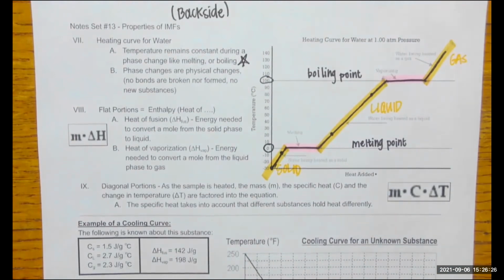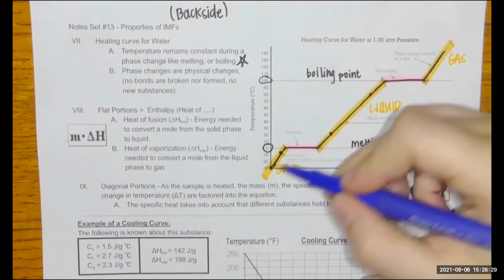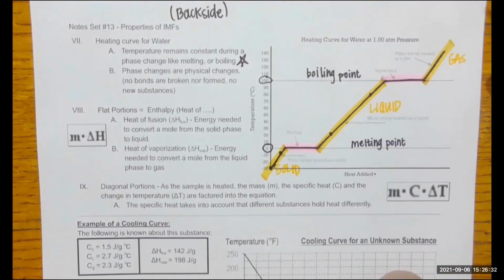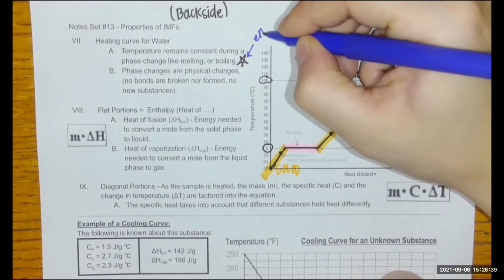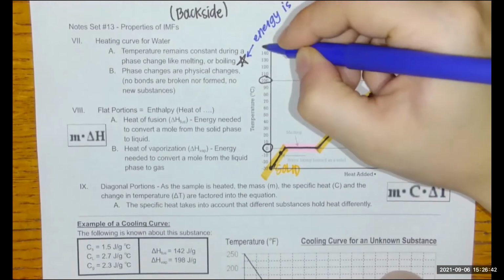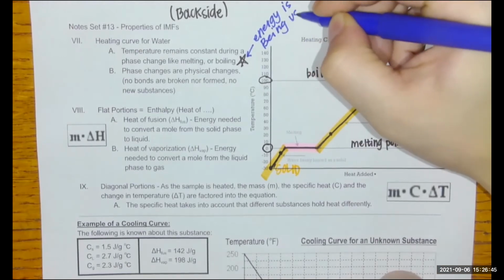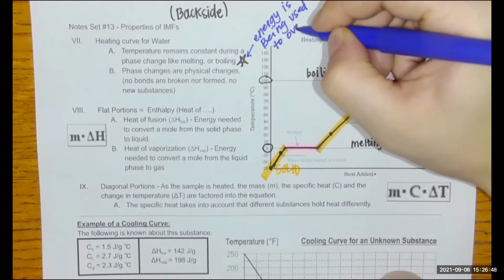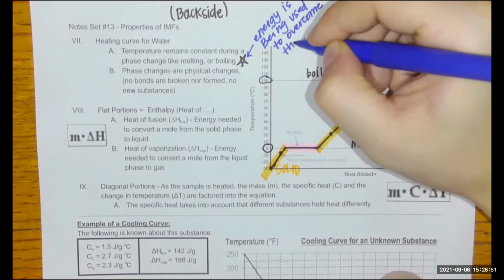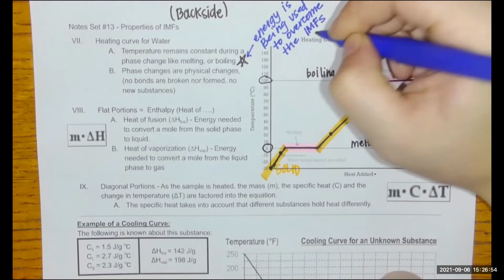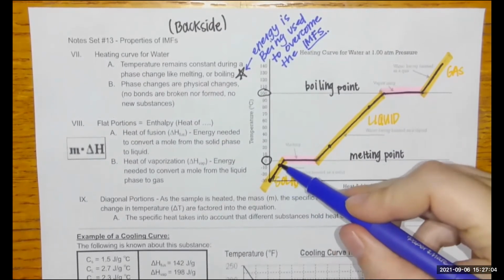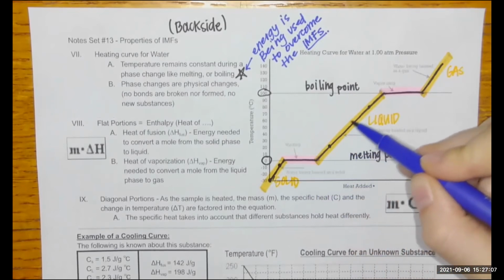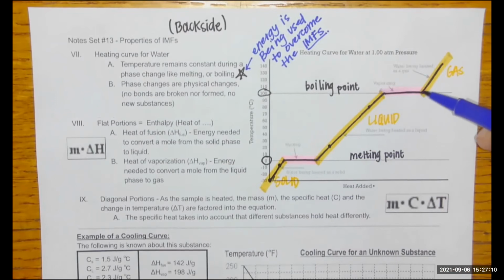What's interesting about this is on the diagonal portions, the energy is being used to heat up the sample. But on the phase changes, the energy is instead being used to overcome the IMFs, the intermolecular forces. We can't go towards 2 things at once. We're either cranking up the temperature, or we're overcoming IMFs.